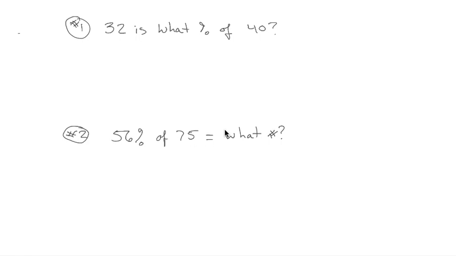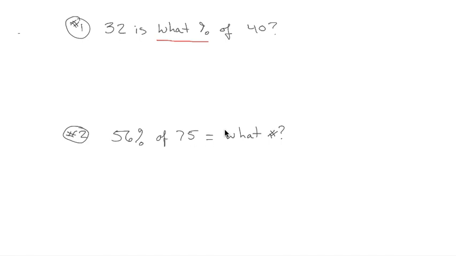So I'm going to start with number 1. This one is 32 is what percent of 40? A number of people made errors on this one, and I think the most common error was setting up the proportion incorrectly. I'm going to change colors here. When you see that 32 is what percent of 40, when you see this term what percent on there, that is a clue that the percent is the unknown.